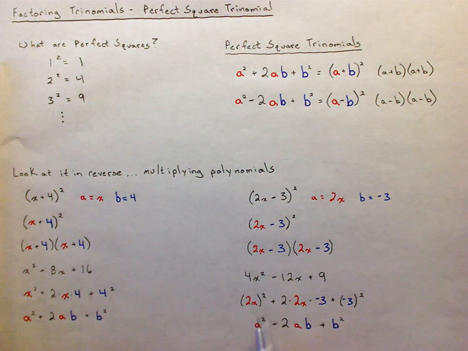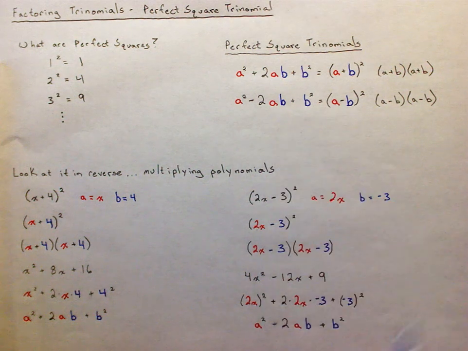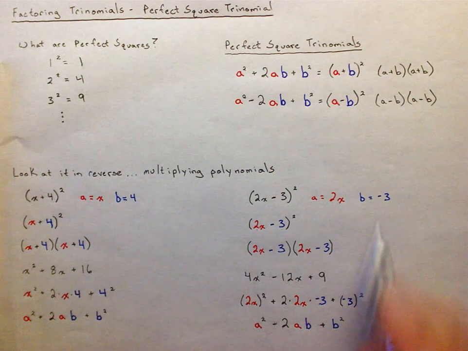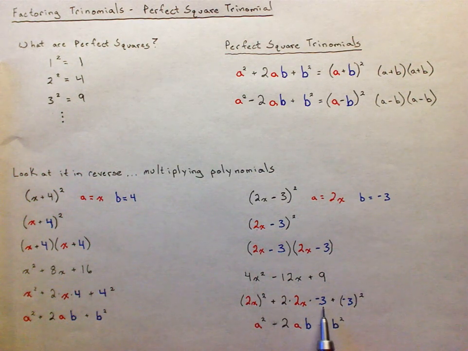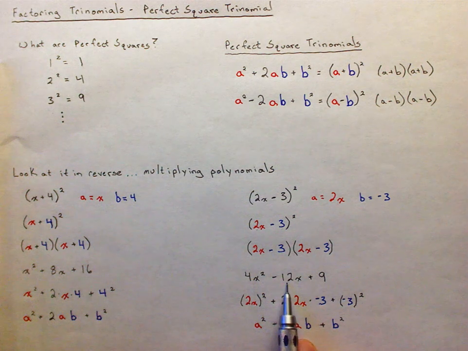Well, 4x squared can be written as 2x squared. 2 squared is 4, x squared is x squared. Plus, I have a negative 2ab. So plus 2 times a, which was 2x, times b, which was a negative 3. Well, that value right there is the same as a negative 12. 2 times 2 is 4. 4 times a negative 3 is a negative 12.